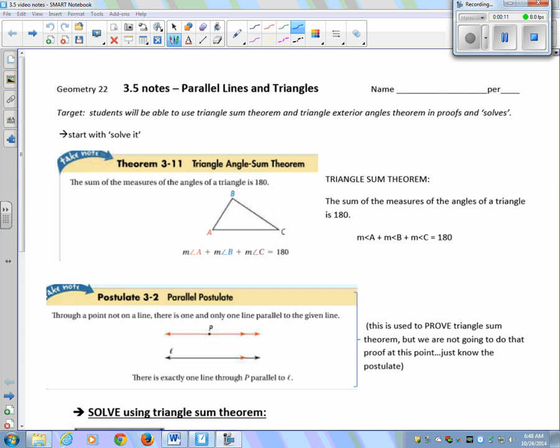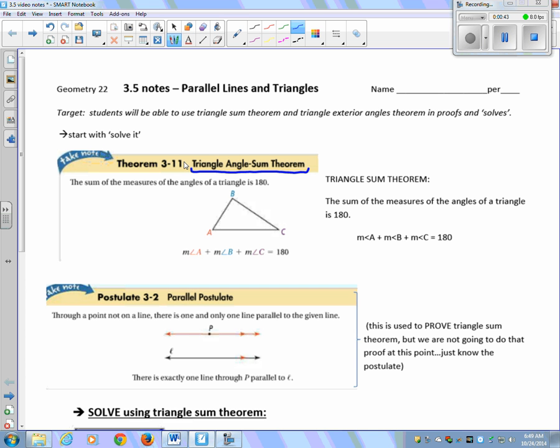So, first of all, there are two theorems in this section. One is called the triangle sum theorem. Actually, the book calls it the triangle angle sum theorem, so it could be called either. And the triangle exterior angles theorem. Both of these can be used in proofs, but also probably more commonly used just to solve some diagrams, like find the missing angle measure.